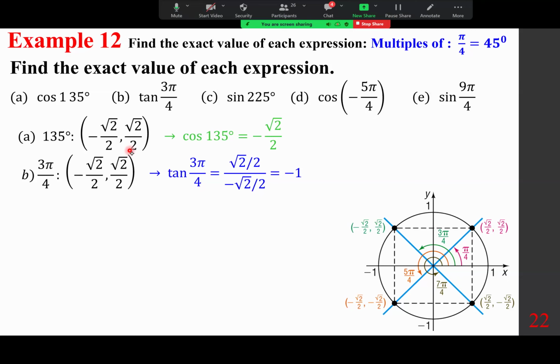For 225 degrees, it's 180 plus 45, or 225, or 5 pi over 4. This is the location. And the coordinates are both negative. So what is the sine? What is the cosine? Both of them are minus square root of 2 over 2. In this case, we're interested in sine, of course.